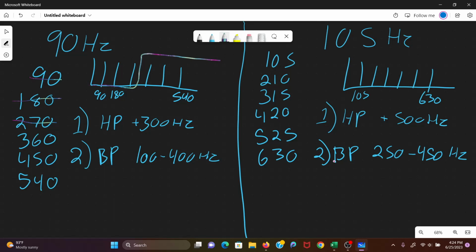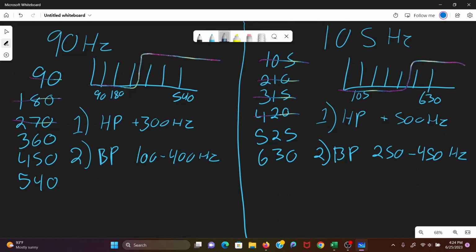105s. Look at your list of frequencies. Cross out whatever is below 500. 105, 210, 315, 420, they're all out. 525 and 630 are above 500 hertz. You can draw your filter like this. The last two frequencies are permitted.